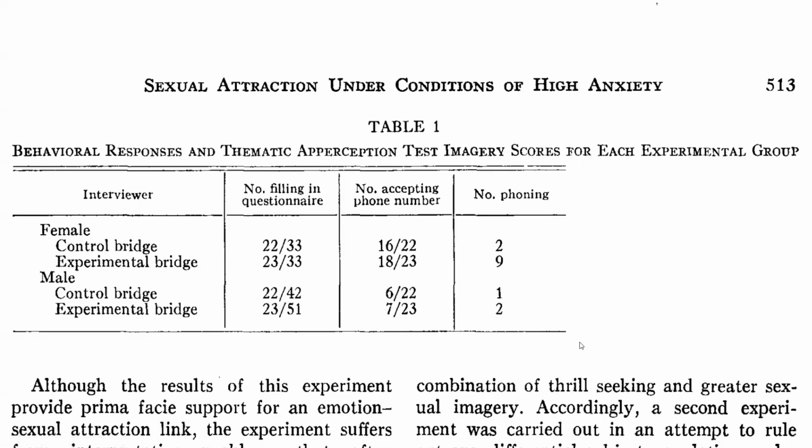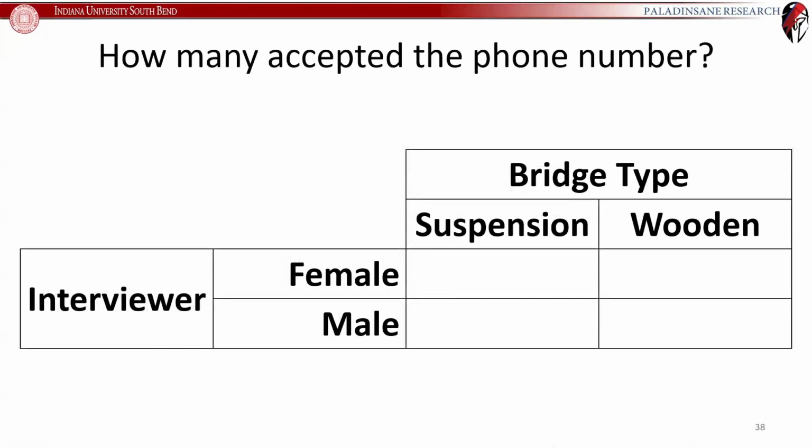And I can continue saying this in this way, and you can imagine just how horrible it would be for me to try to explain what is going on here by just continuing to say, and of these 22 who completed the questionnaire. So rather than doing that, let's get to the frequency table once again. Once again, we have bridge type suspension wooden. We have interviewer female male. This time we are going to display how many accepted the phone number.